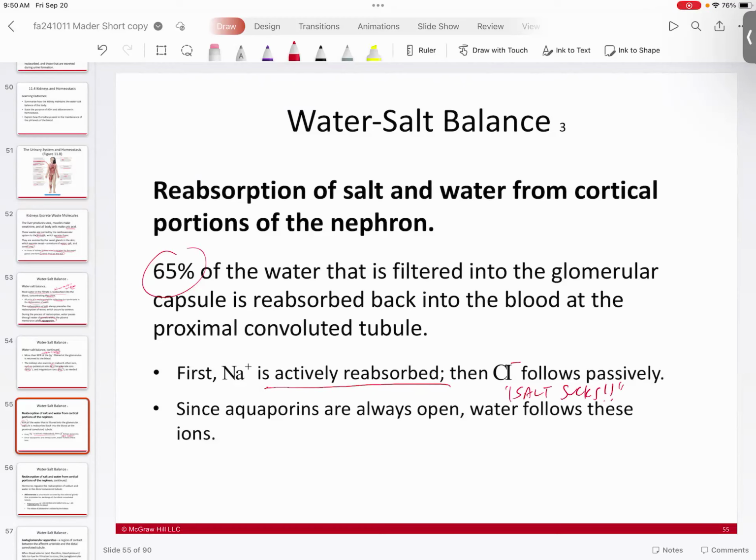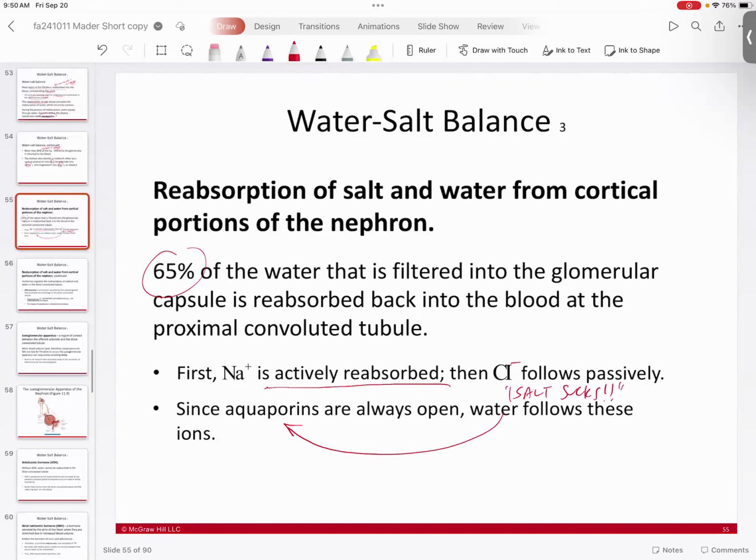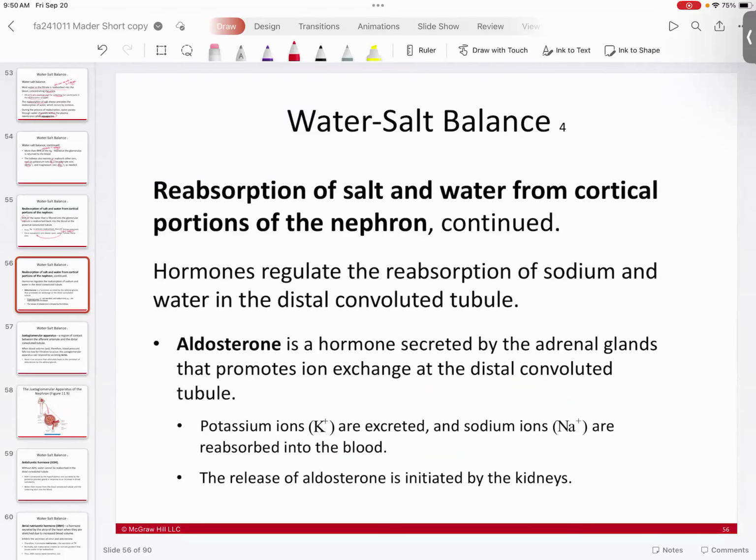Then the water will basically flow through the aquaporins in response to that. So basically, you pile up your salt, you bring your salt into the blood, and then the water will move through the aquaporins, out of the tubular system, and into the bloodstream, where basically you want the water to be.